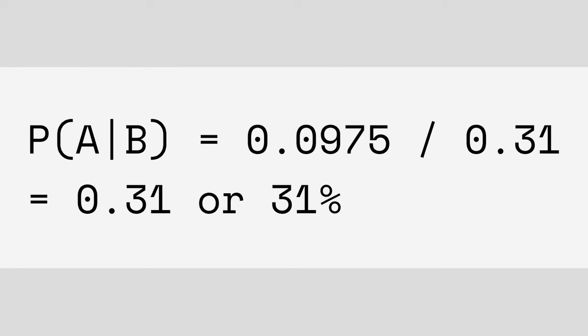So the probability of A given B equals 0.0975 divided by 0.31. And when you divide 0.0975 by 0.31, rounded, we get 0.31, which is around 31%. Okay. Now, what does that tell us? Well, it tells us a couple things.